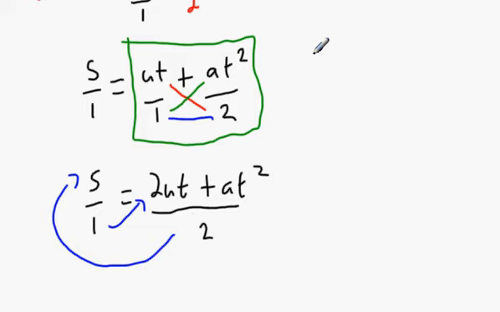And when we cross multiply, we get 2s equals 2ut plus at squared. Oh, sorry, no, at squared, not a half at squared. We got rid of that. Now, what we're going to notice here is 2 things are happening.